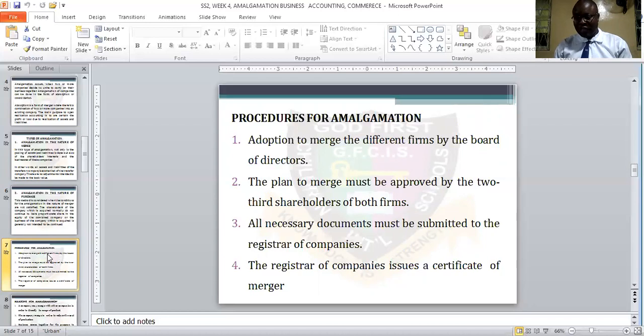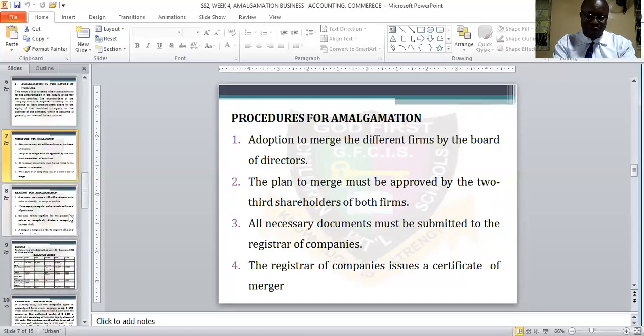Company A has its own certificate before they merge together, and the same thing for company B. But the new certificate of merger will be issued to both companies. That will be AB company now. So the registrar of companies has to issue the certificate of merger to both company A and B.